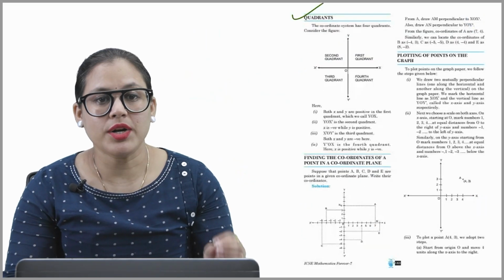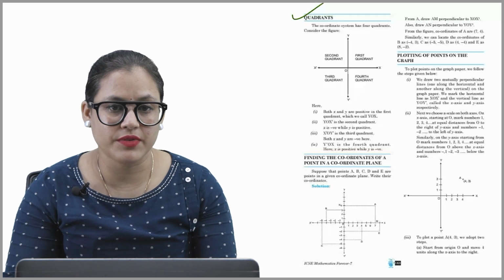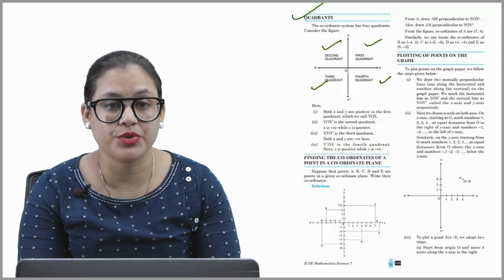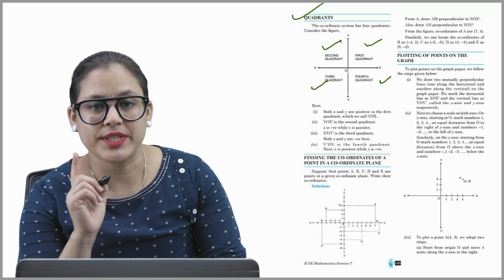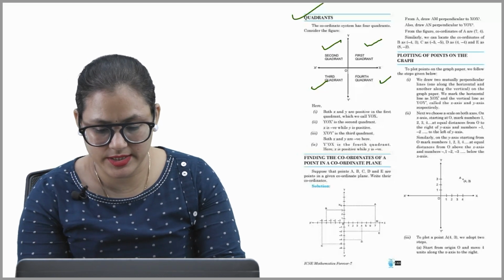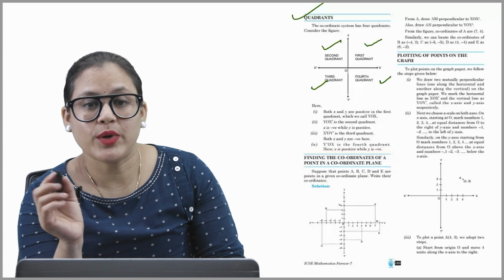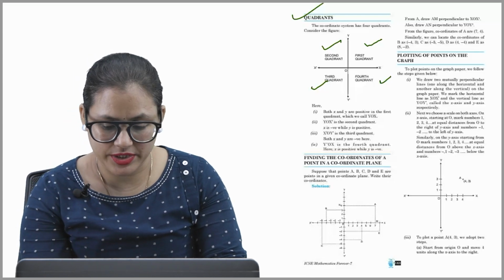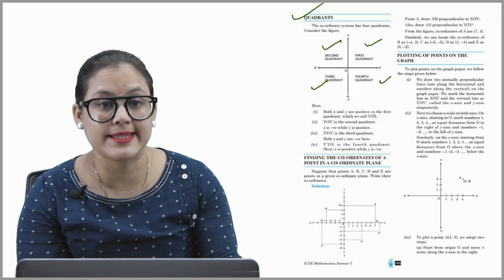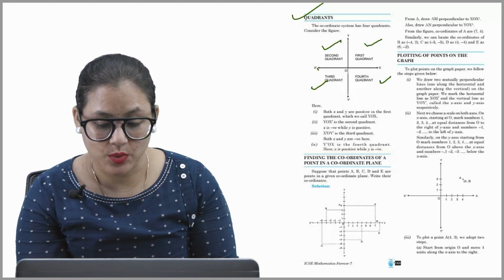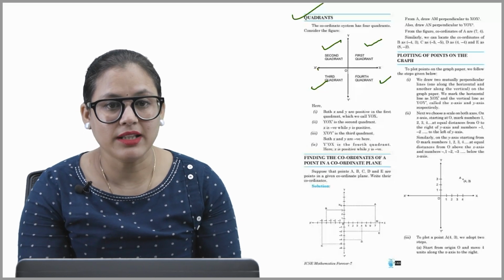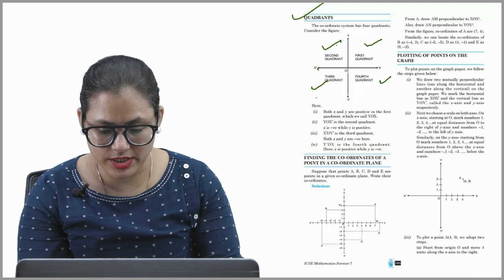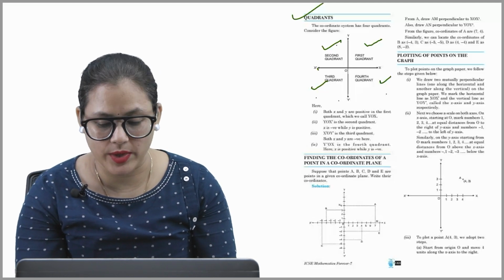Quadrants. The coordinate system has 4 quadrants. Consider this figure. First quadrant, second quadrant, third quadrant, fourth quadrant. Both x and y are positive in the first quadrant, as you can see, which we call YOX. Y'OX' is the second quadrant. Here x is negative, okay, and y is positive, and in third quadrant both x and y are negative, and in fourth quadrant x is positive while y is negative.